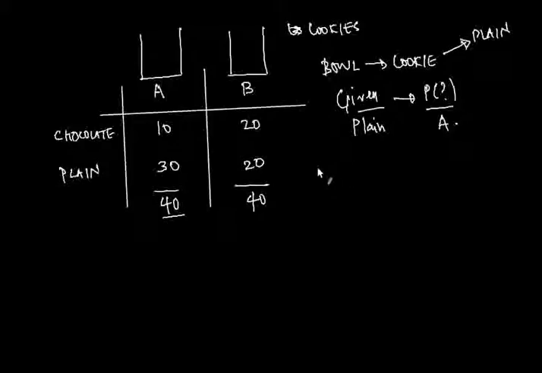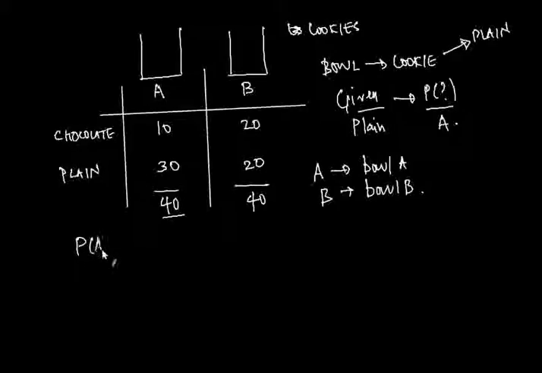So let me define two events, right? Let me define the event A, that a cookie comes from bowl A, and let B be the event that a cookie comes from bowl B, right? So what is the probability of A? What's the probability that a cookie comes from bowl A? And what's the probability that a cookie comes from bowl B? So I give you a cookie and I ask you, what's the probability it came from A, and what's the probability it came from B? So your 5 seconds begin now.